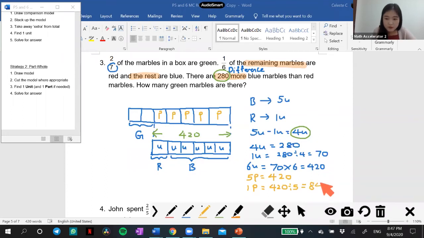84. So how many green marbles? Green marbles got 2 parts only. Yes, so for the green, 2 parts, which will be equals to 84 times 2, and you'll get 168.